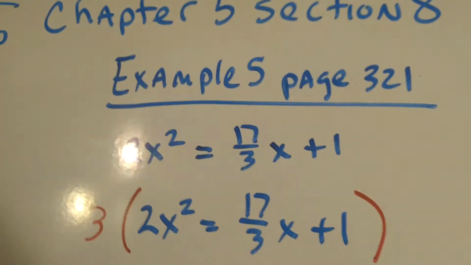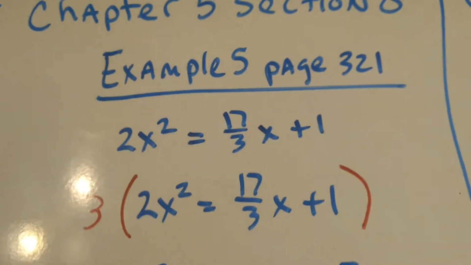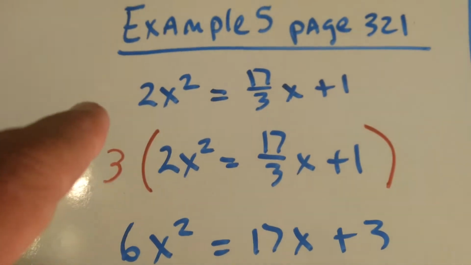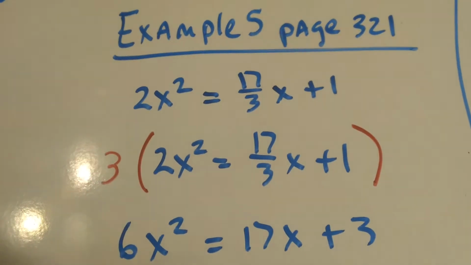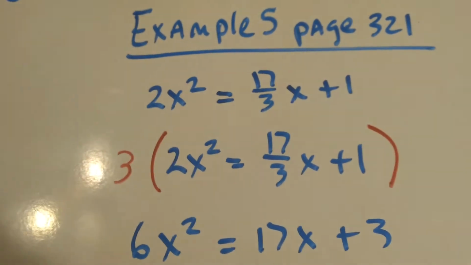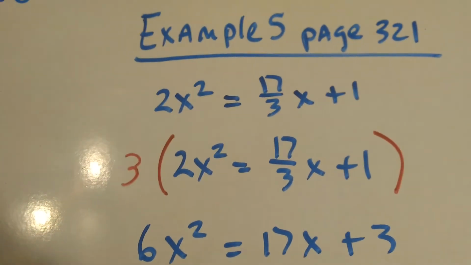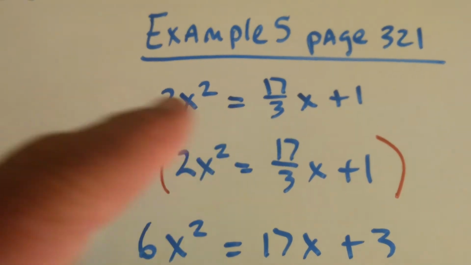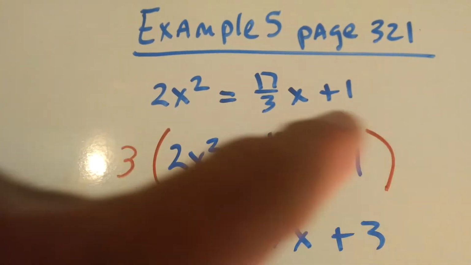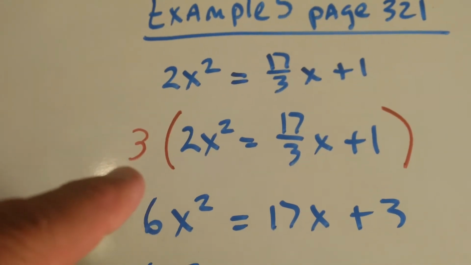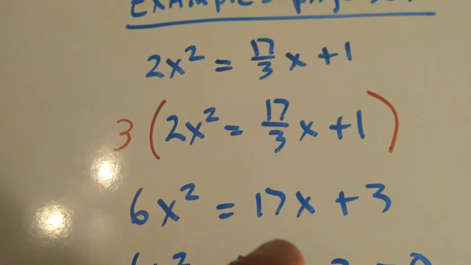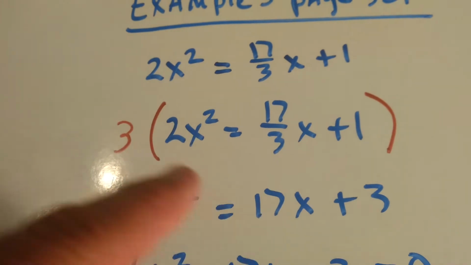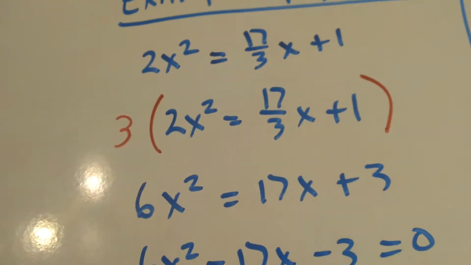Coming over here, we have example 5, page 321. We have 2x squared plus 17/3 x plus 1. We're going to use the same tactic that we did with solving linear equations. We want to get rid of this fraction. So we're going to multiply every term in the equation by 3. When I do, 3 times 2 is 6x squared. 3 times the 17/3, the 3's cancel, give me 17x. 3 times 1 is 3.